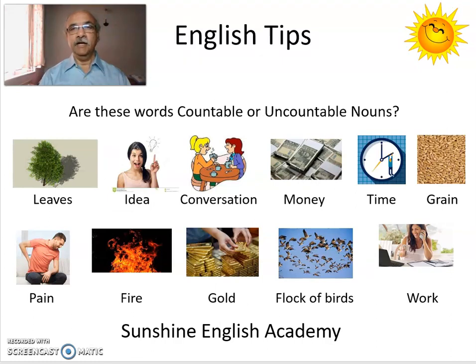Now let us see how well we can identify countable and uncountable nouns. Here are a few words and pictures. The words are leaves, idea, conversation, money, time, grain, pain, fire, gold, flock of birds, and work. I will give you 10 seconds to think whether these are countable or uncountable nouns. Your time starts now.